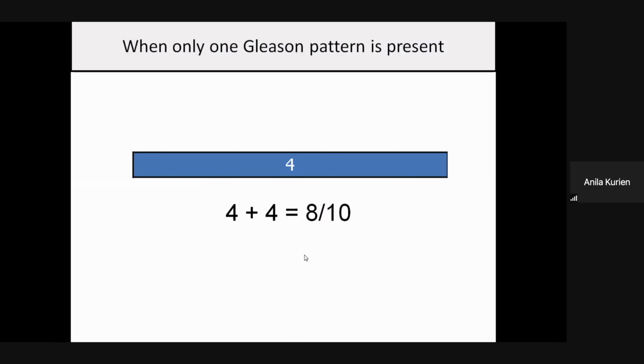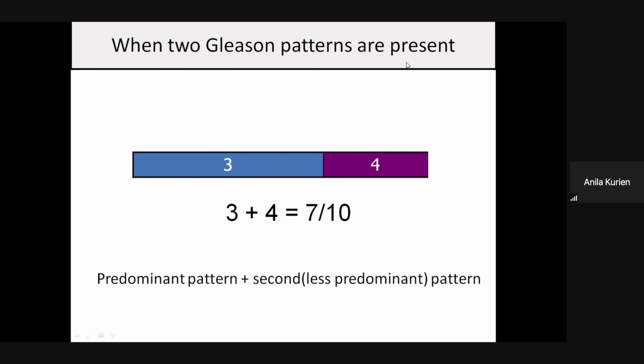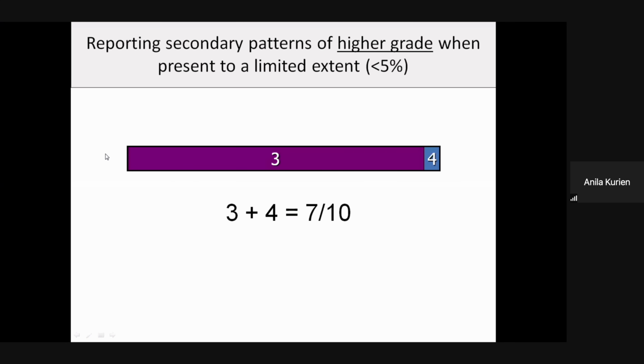So now coming to the score, it's very simple. If you have only one pattern, you double it, so you add it up and you get a score. Now, if you have 2 patterns, we take the predominant pattern. In this case, more than 50% was pattern 3 and the rest was 4. So it's straightforward: the predominant and the second predominant pattern. Now, what happens if you have a vast majority, like 98% of the tumor is pattern 3 and a very small 2% of the tumor is pattern 4, that's a higher pattern.